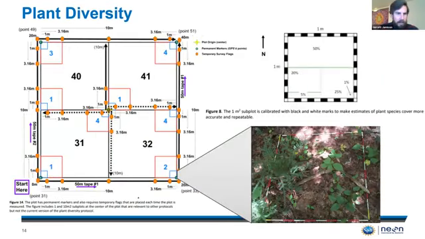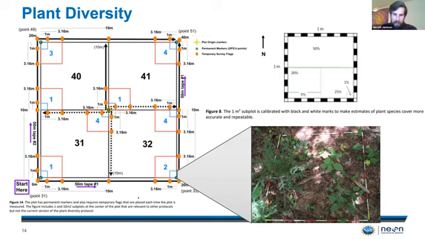So here on the left, you can see a layout of our nested subplots. The blue squares are our single square meter plots, where those variables and percent cover values are recorded. And then we would move into the 10 square meter nested subplot, followed by the 100 square meter, designated there by 31, 32, 40, and 41.